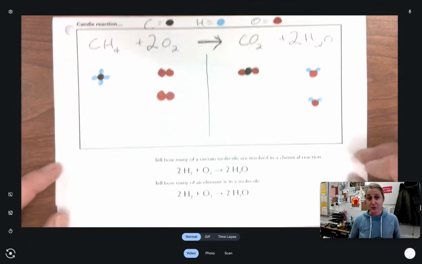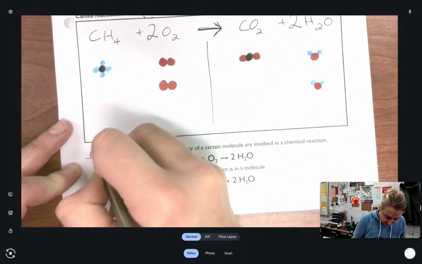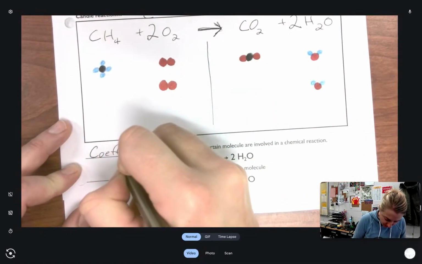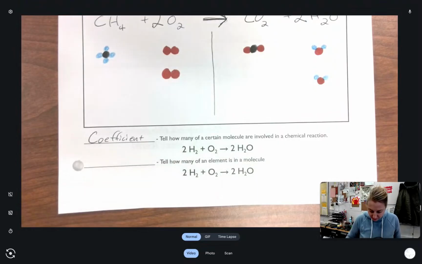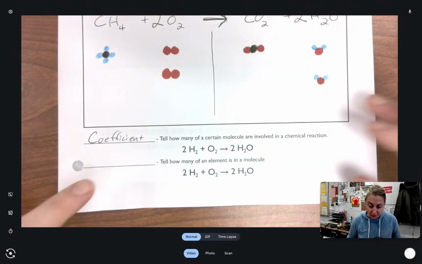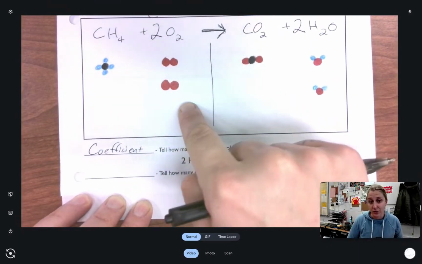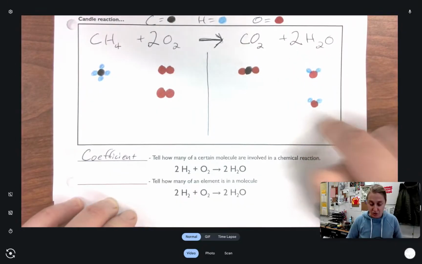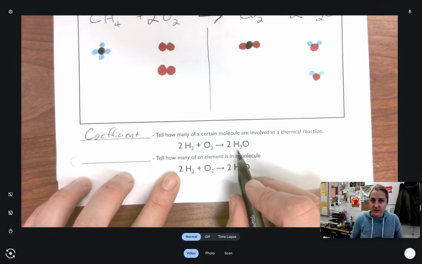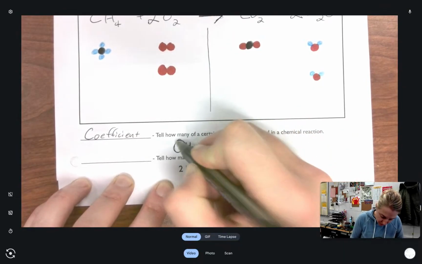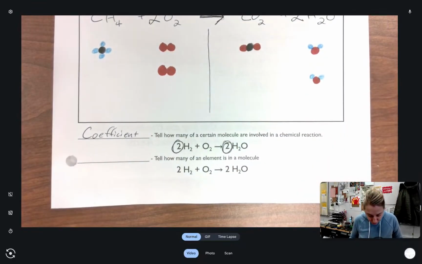Now the final thing on this notes page is a little bit of vocab, and that's down here. So first of all, this word is coefficient. Coefficient tells how many of a certain molecule are involved in a chemical reaction. So for instance, those are the numbers we just filled in, saying that I need 2 molecules of O2 here, and I need 2 molecules of H2O. So write that down, and then I want you to circle the coefficients in this chemical equation, which would be that big 2 and that big 2. Go ahead and circle those.